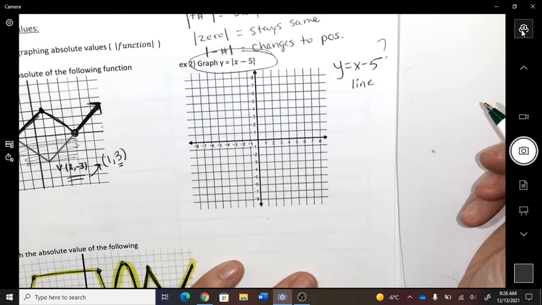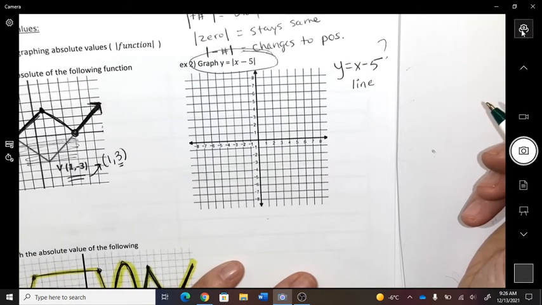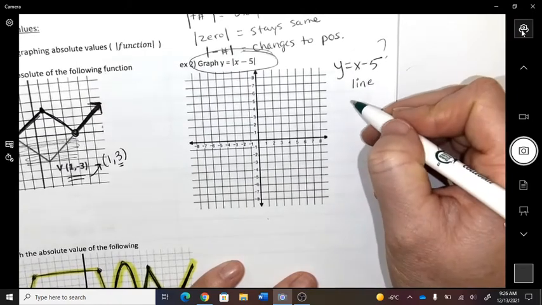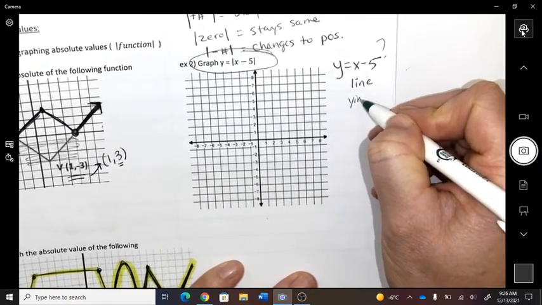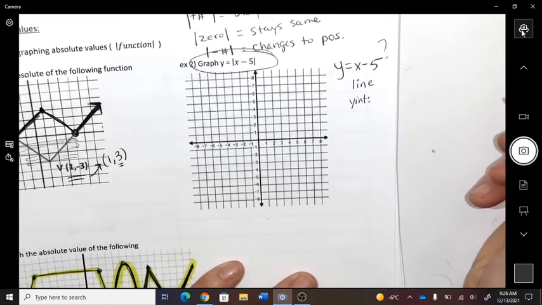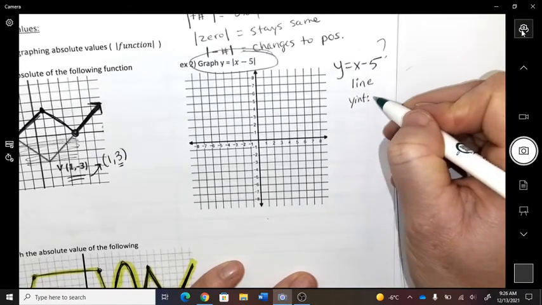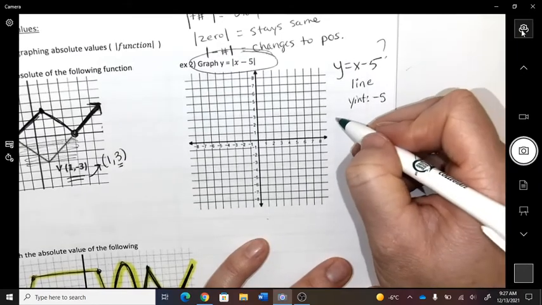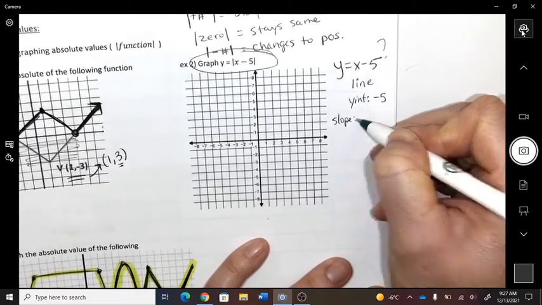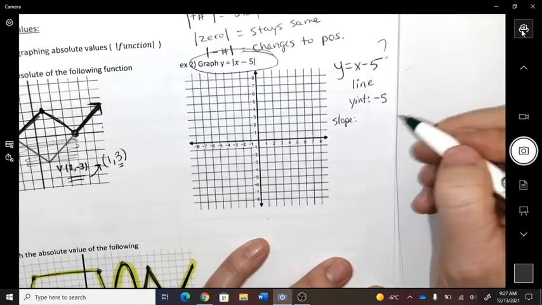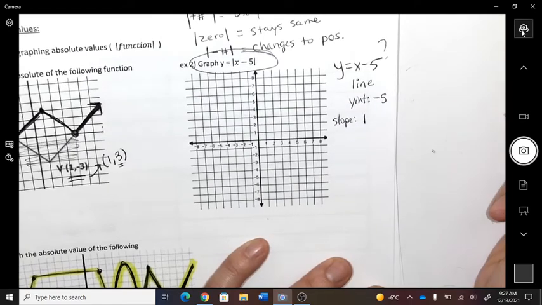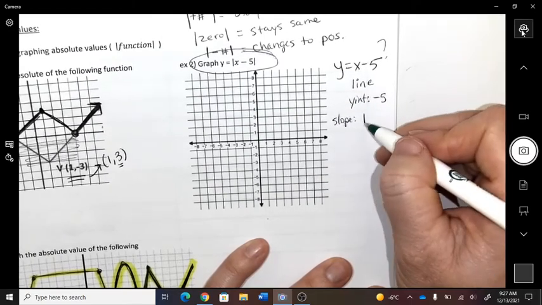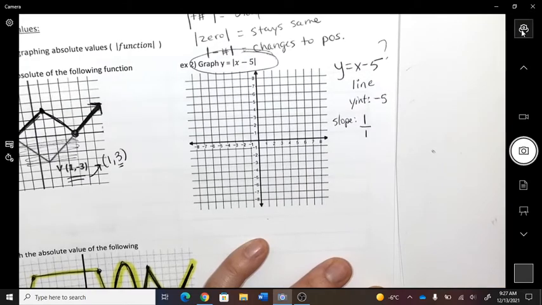What's the info you know about that line? Y equals mx plus b. Do you know a y-intercept on that line? -5. Do you know a slope on that line? The slope is 1x, so then 1 over 1 as a fraction, right?